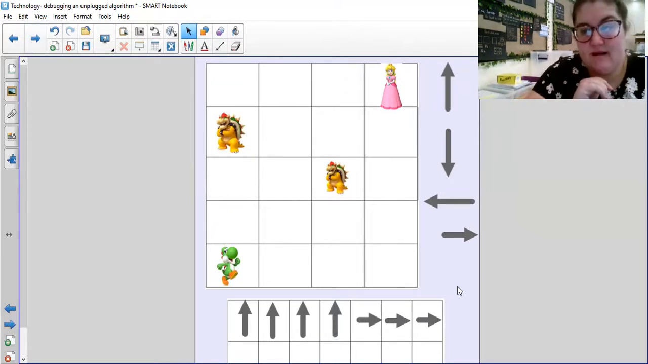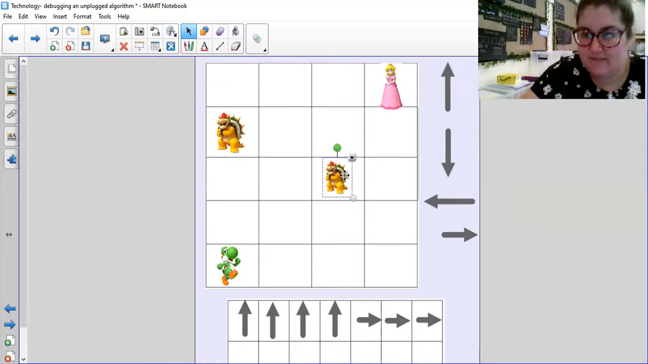Goodness me, if we've got some Mario fans out there, they will know that Bowser is a bit of a villain. He's a bit of a baddie, and he is standing in Yoshi's way. Okay, so now it's a little bit more complex because I've got to get Yoshi to Princess Peach without hitting Bowser. Okay, so let's look at this algorithm.